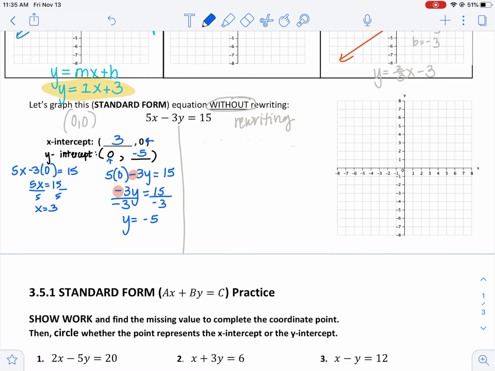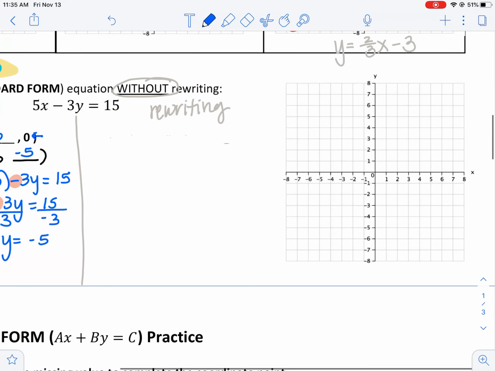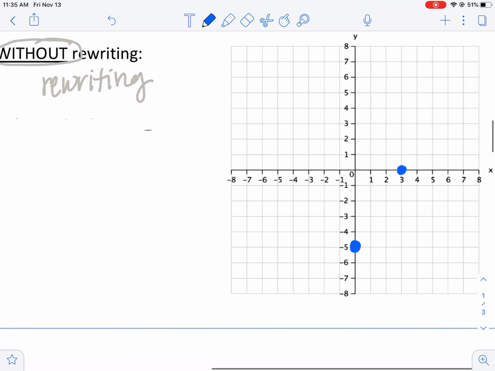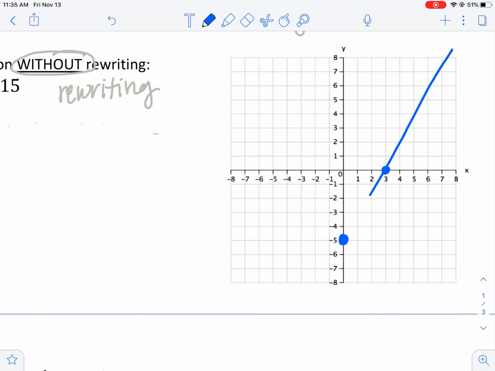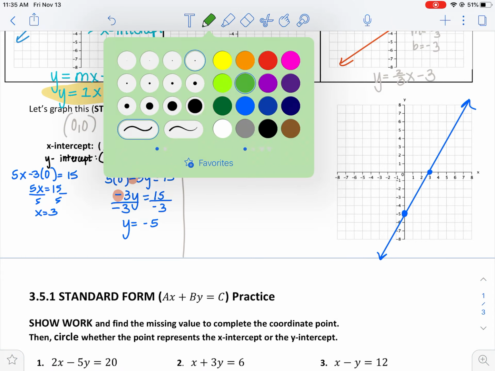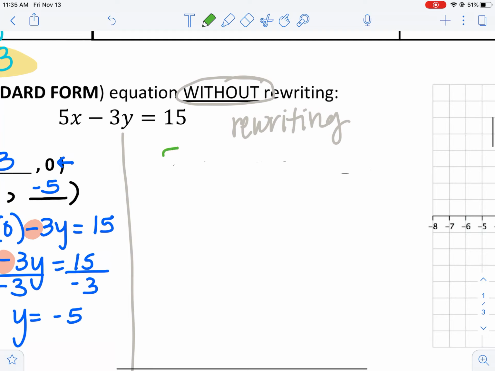All right, so I'm not going to graph that yet. Actually, let's graph it. 0, negative 5, and 3, comma 0. Now let's compare how we would rewrite this equation into y equals mx plus b.